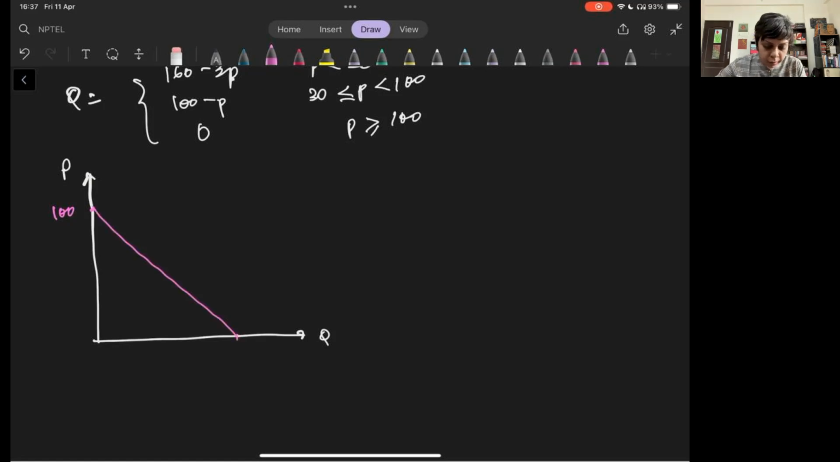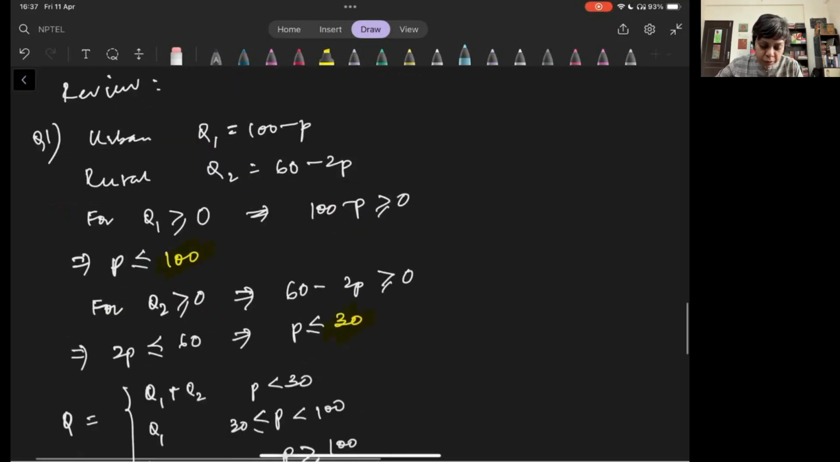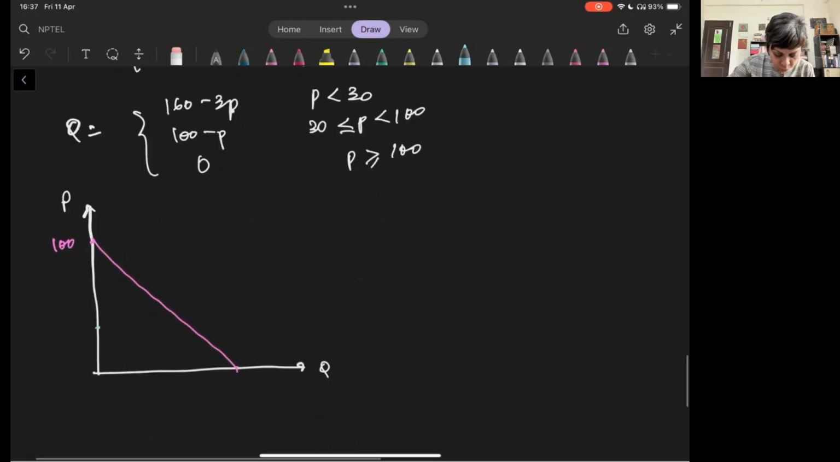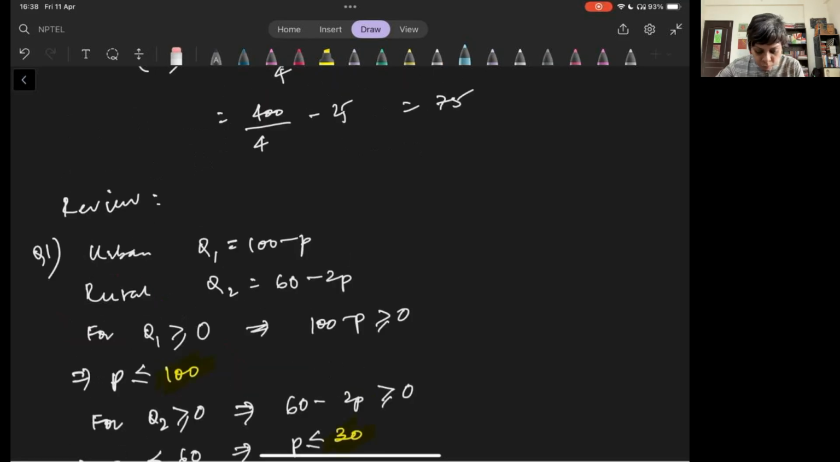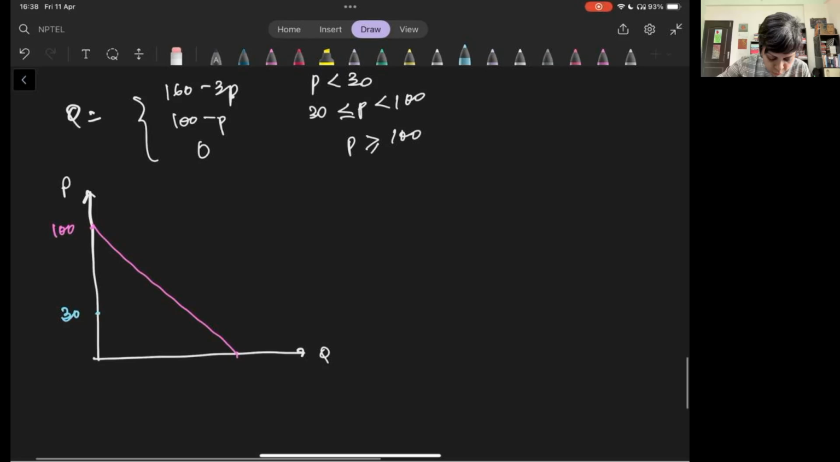Then the other diagram would be at p is equal to 30, q is equal to 0. 30 is somewhere here, right? Q is equal to 0 at P equal to 30, and at P is equal to 0, Q is 60. Somewhere here is 60. So something like this. It's not perfect, but yeah.